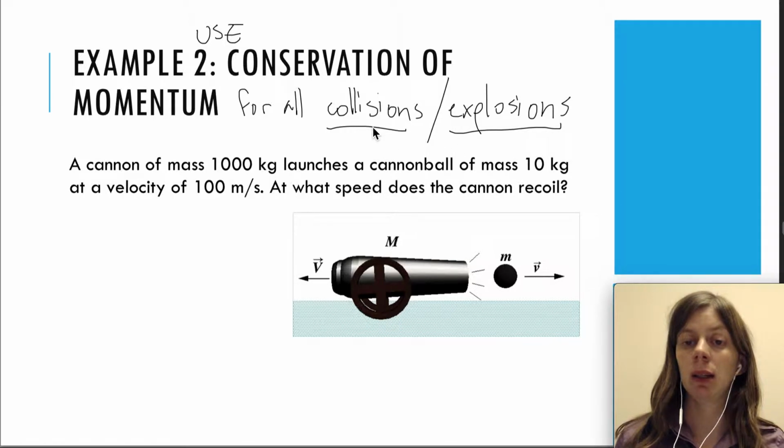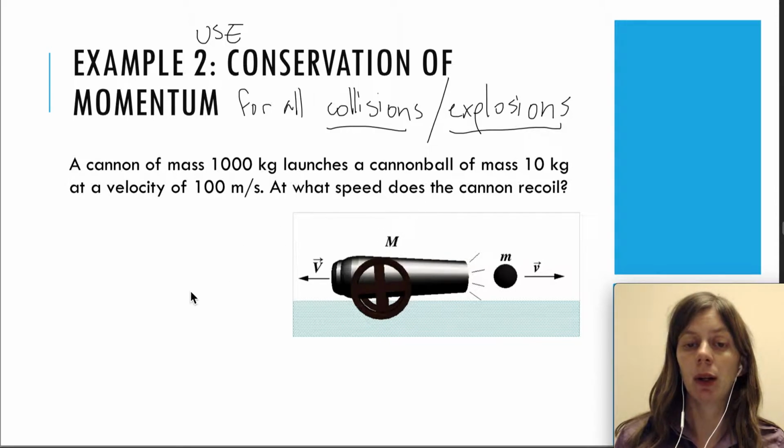Collisions: any two objects coming together. Explosion: any one or two objects coming apart. So if you have that in a problem, use conservation of momentum. The reason we know we can use it is because there are no external forces during these collisions or explosions. If there are external forces, they're so minuscule that we can ignore them.